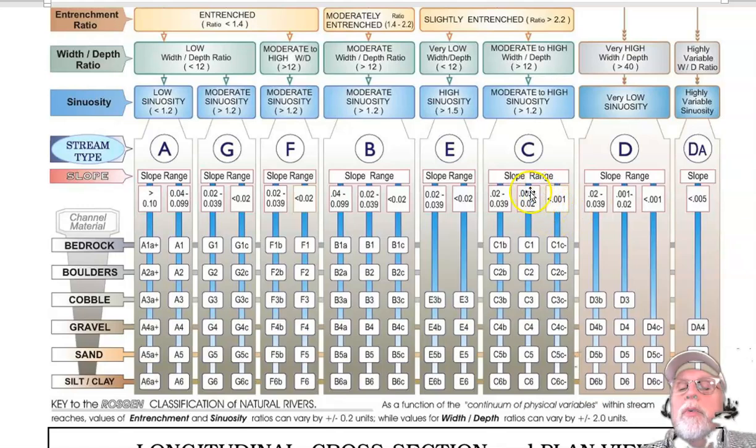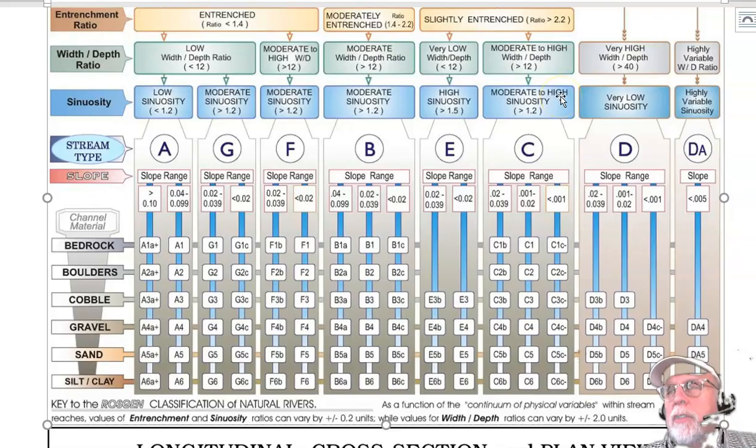So 0.001 to 0.002, we can find that in C and D. Above that, E's, yeah, it's a little higher than that. Okay, so C or D is in there. Width to depth, ours was 13, so it's greater than 12 there. D would be very high, so it's probably not that. The sinuosity, we didn't measure the sinuosity, we just took a cross section. We'd have to look at the stream as a whole. We can go back to the map and try to make some measurements of that.